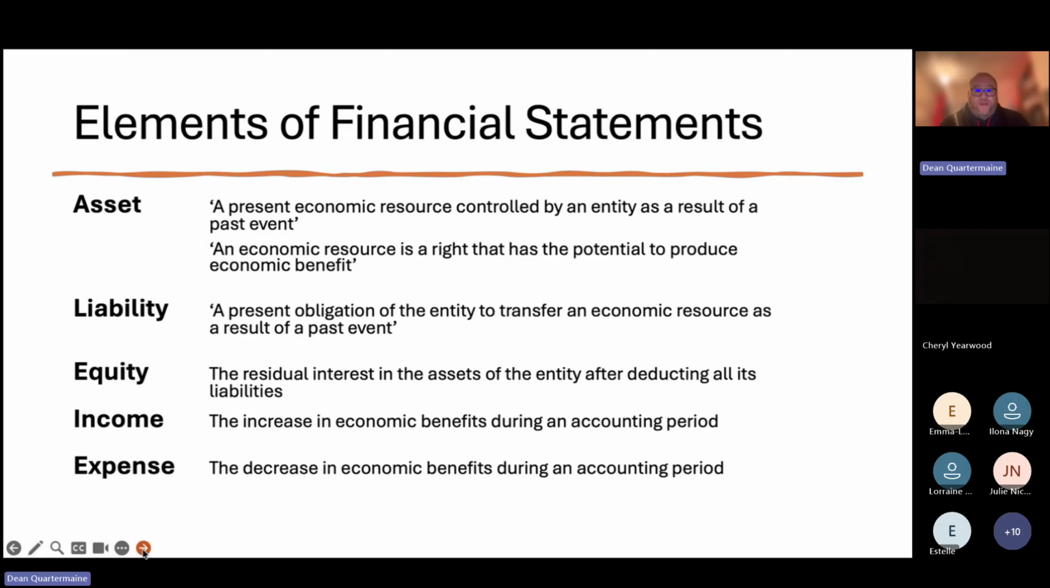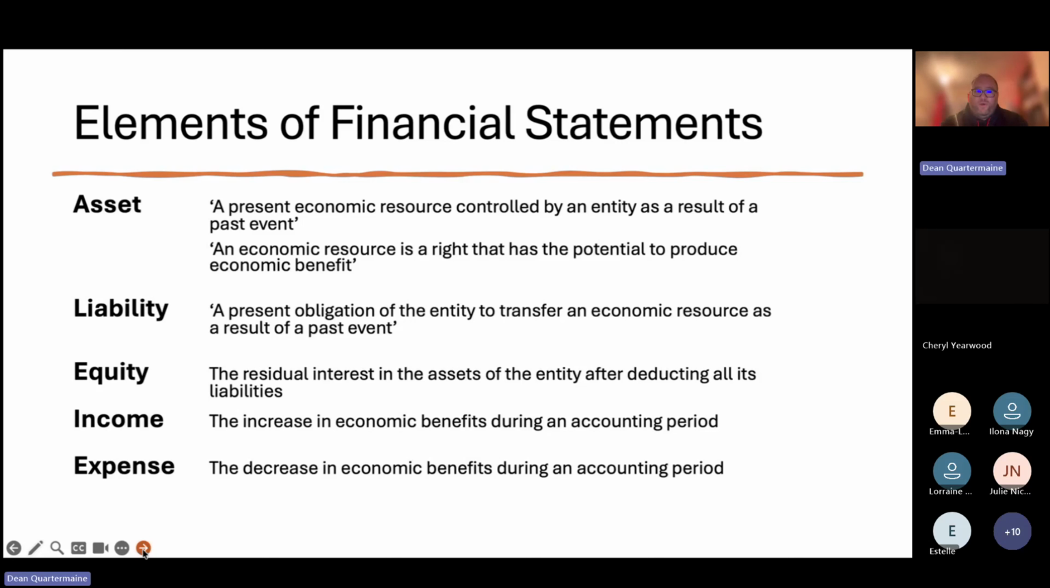That's the definition of an asset. A liability is almost the opposite. Well, it is the opposite. It's a present obligation of the entity to transfer an economic resource as a result of a past event. Now, what it doesn't say is a present obligation of the entity to transfer cash as a result of a past event. Because a liability doesn't necessarily need to be settled in cash, does it?